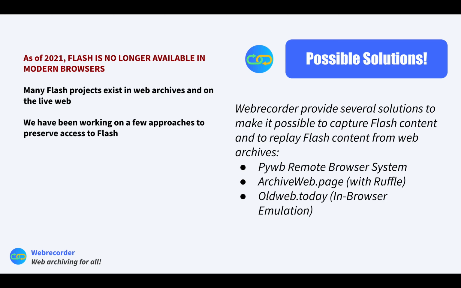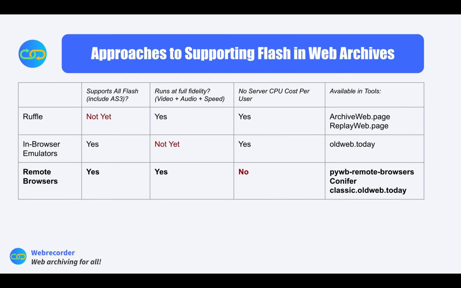As you're all probably aware, as of 2021, Flash is no longer available in modern browsers. Many Flash projects still exist in web archives and on the live web, of course. But we've been working on a few different approaches to preserve access to Flash. There's the PyWB remote browser system, which we'll cover throughout this presentation, but I also wanted to mention the archive web page system and the old Web Today system. Here's a brief table outlining these different approaches.